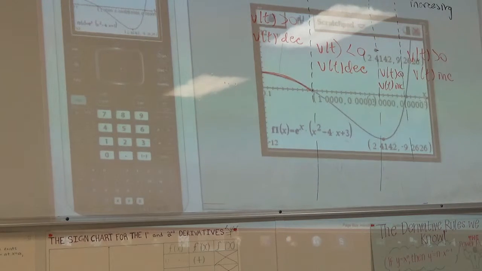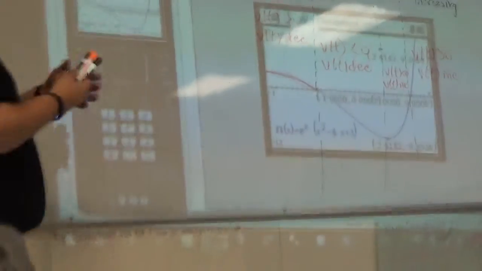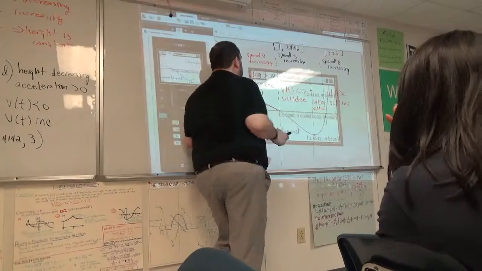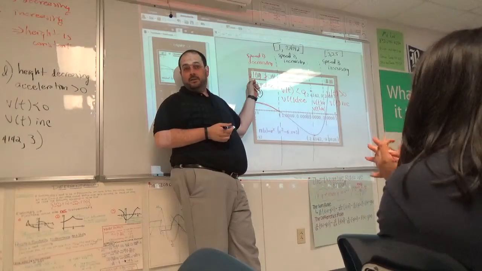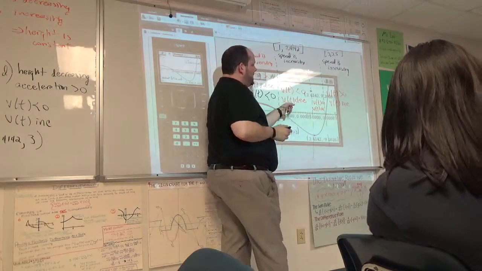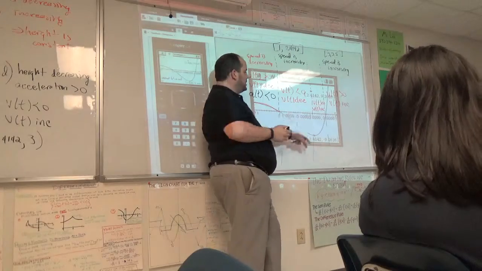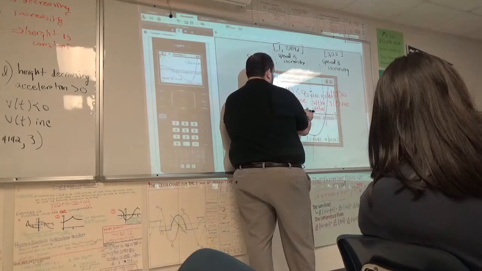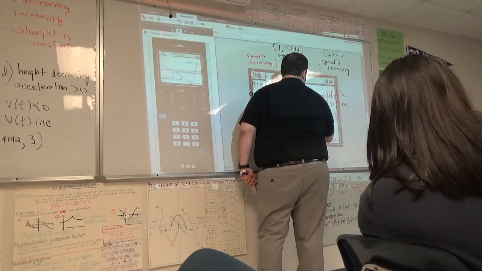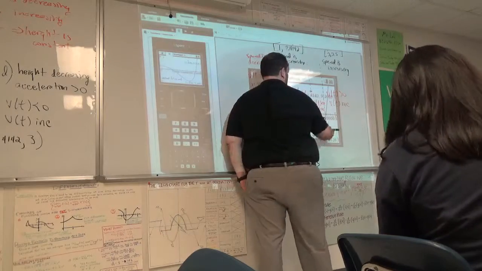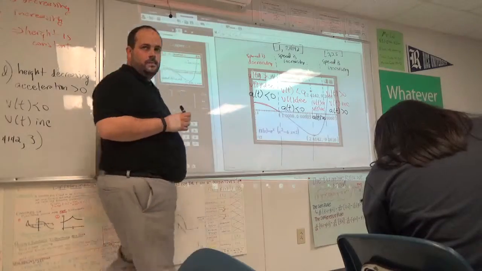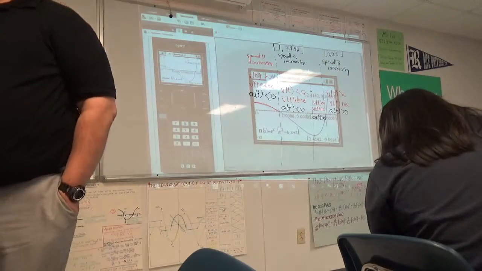Okay, so I've got another way for you guys to think about this. Rather than saying velocity is decreasing, I want to think about something I can say about acceleration. If velocity is decreasing, acceleration is negative. Instead of saying velocity is decreasing over here, I'm going to say acceleration is negative. Instead of saying velocity is increasing, acceleration is positive. This might make your life a little bit easier.